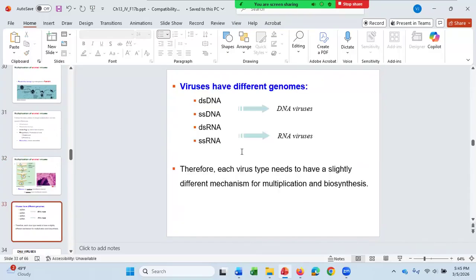Viruses have different genomes, and when they replicate, they'll have to follow a different replication cycle, depending on whether their virus genome is double-strand DNA, single-strand DNA, double-strand RNA, or single-strand RNA. So each virus type needs a slightly different mechanism of multiplication and biosynthesis to replicate its viral genome.